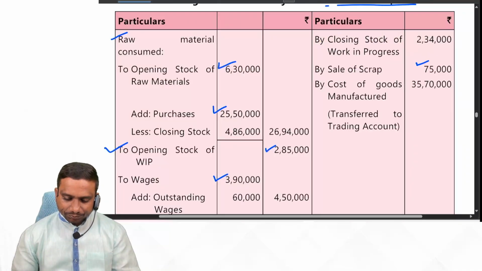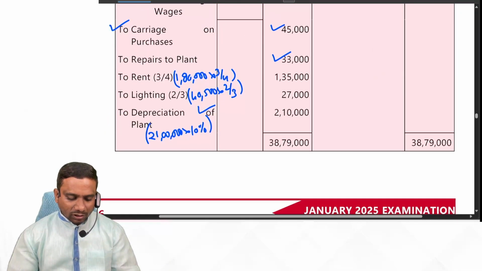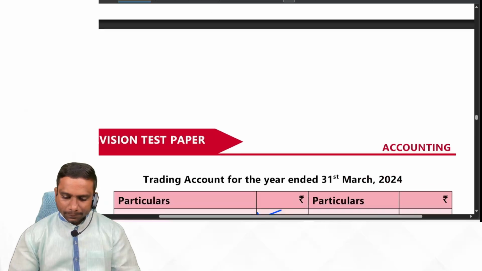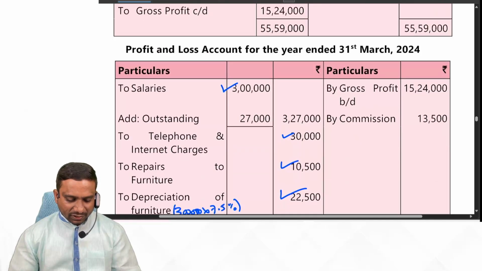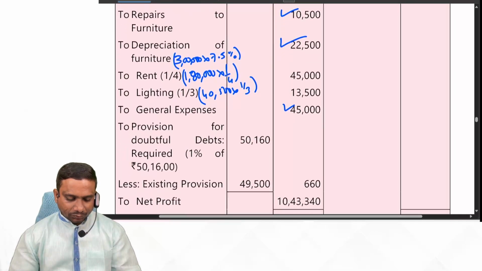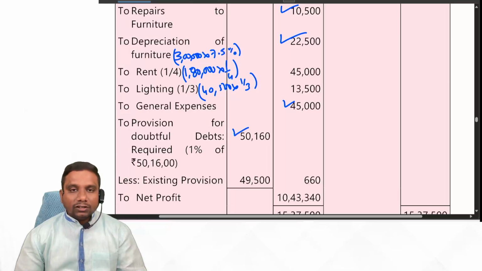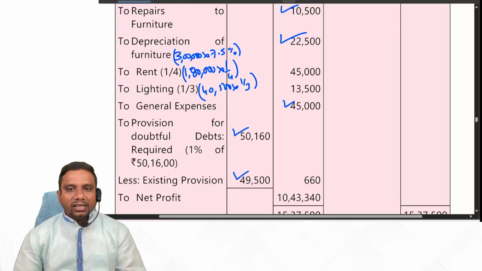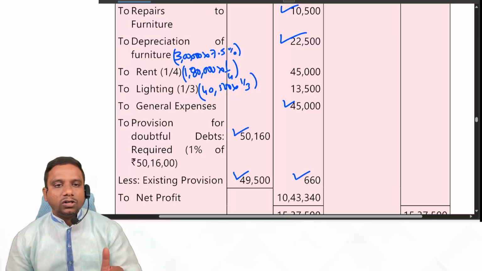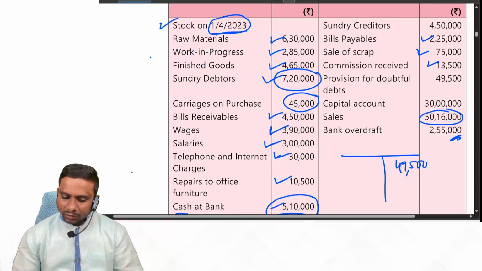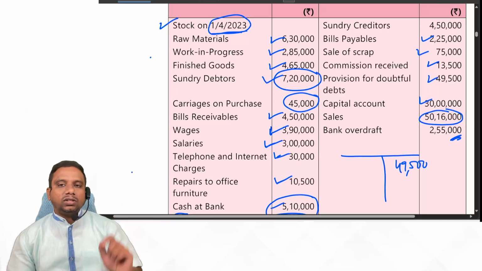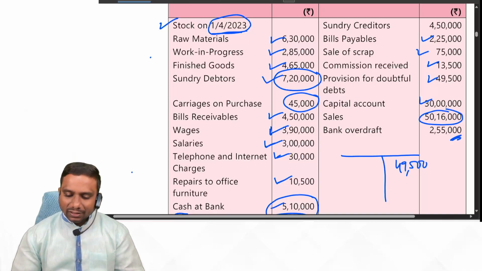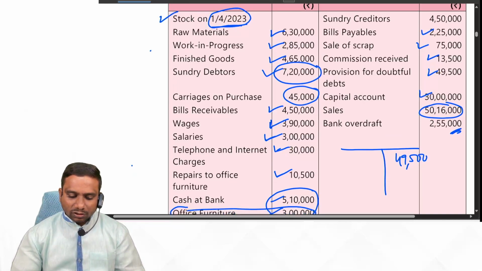Now look at the P&L account debit side: to provision for doubtful debts. This is the required provision minus the already maintained provision. We understood. This is over. Capital account, balance sheet item, liabilities side. Next, sales, trading account credit side.